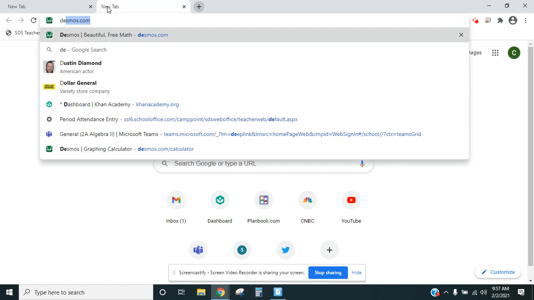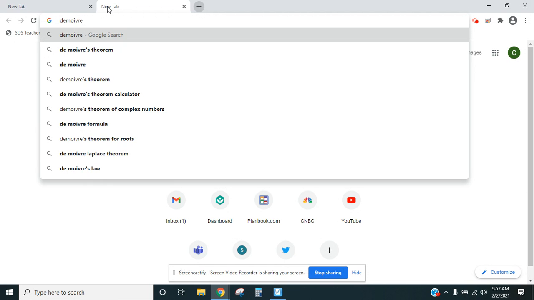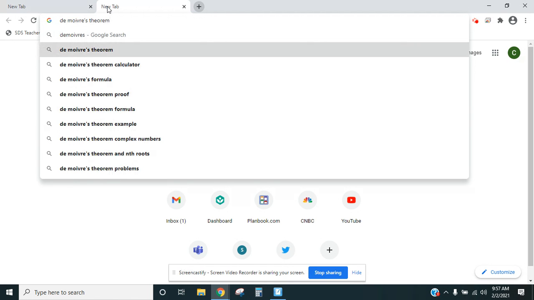All right, so we're going to use this theorem, De Moivre's theorem. What a name, huh? Isn't that funky?